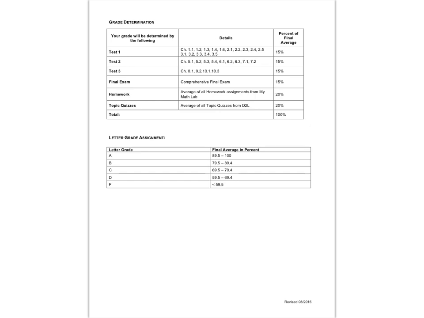The grade determination for this class is as follows. Tests 1, 2, and 3 are all 15%. The final exam is also 15%. Homework that is done in MyMathLab is worth 20%, and the topic quizzes that unlock each test are worth 20% as well.